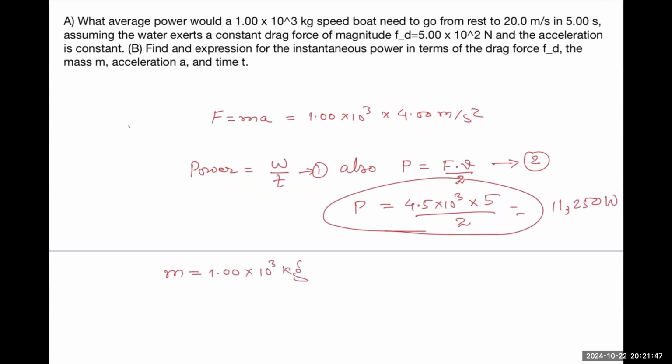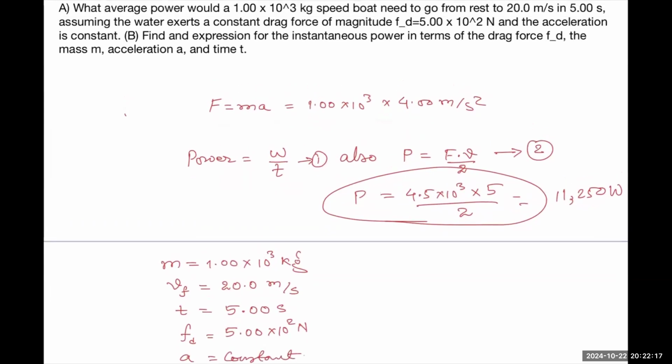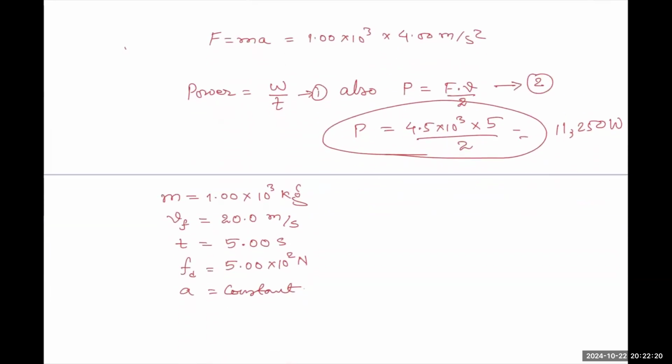This is my mass, right? And then my final velocity is 20.0 meters per second, and my time is 5 seconds, and my drag force is 5.00 times 10 to the 2 Newtons, right? And a is constant, right? So what do you need to find? I need to find power, right?